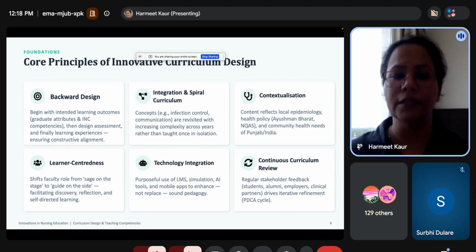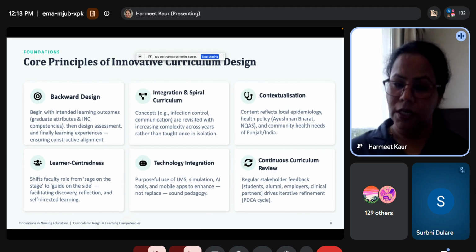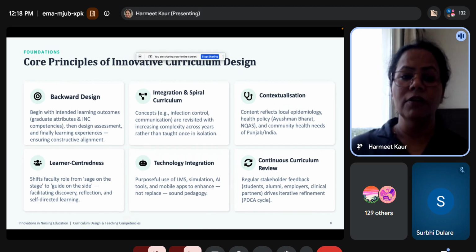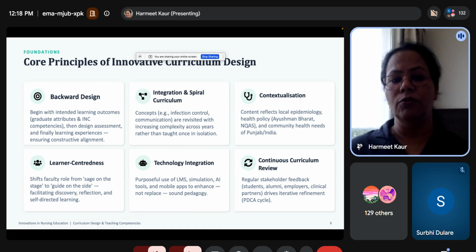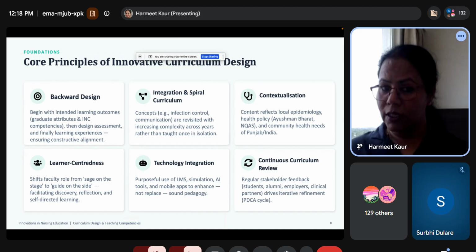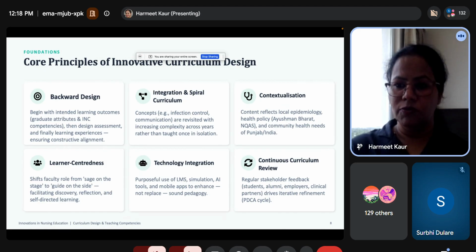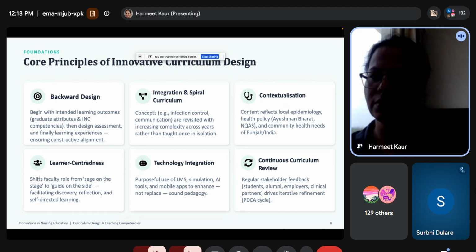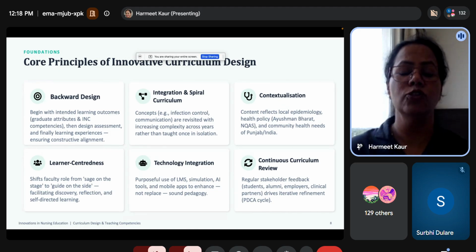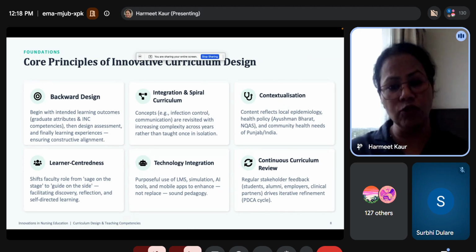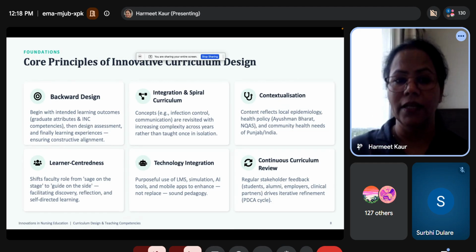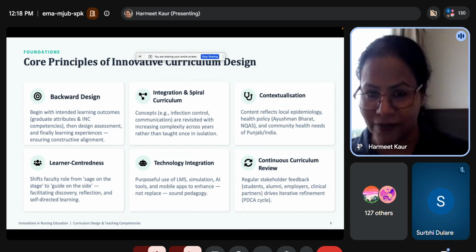Then learner centered. I already said in my last slide also that here the shift is from the faculty role to the learner, where you want that the learner, at the end of your subject teaching, should be able to do these things. This is not only for writing, it is actually that students should be able to do. That is why we say shift the faculty role from sage to stage.